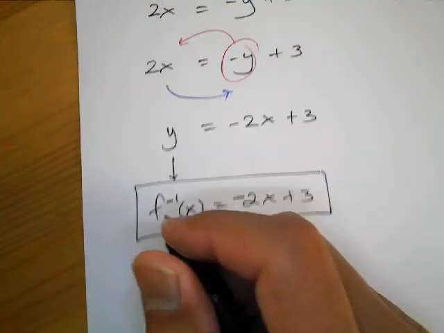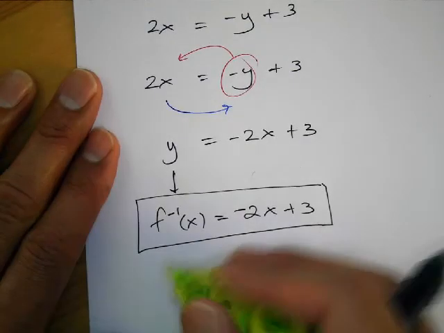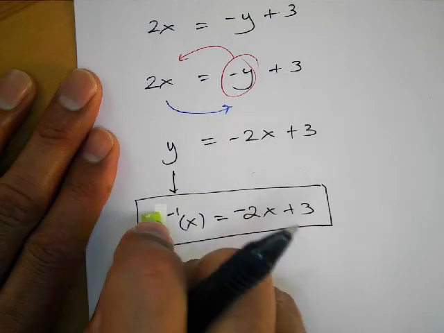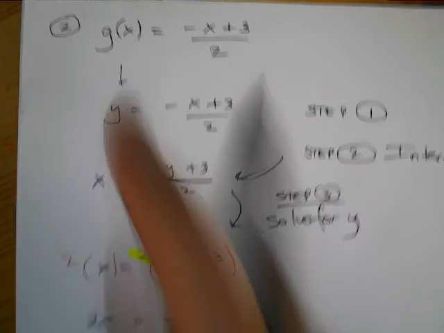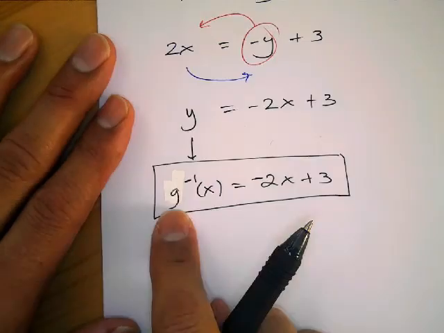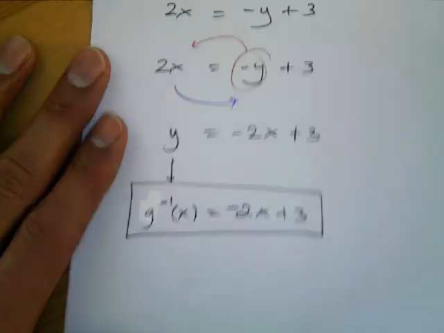Oh, sorry. That was a G. So this should actually be a G right here, right? I mean, that's not a big deal, but let's just keep those letters the same. If this one's g of x, then the inverse has to be g negative 1 of x.